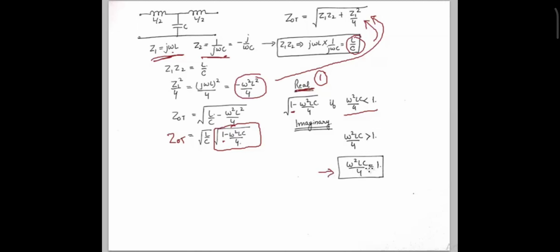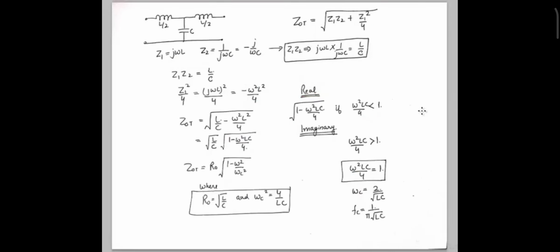The cutoff frequency will be when ZOT becomes exactly equivalent to under root L by C, or this entire thing vanishes, when the dependence on this term goes away, because this is the demarcation point of when the filter will give you a real impedance versus when the filter will give you an imaginary impedance. So from here, omega square LC upon 4 is equal to 1 is a condition of the cutoff frequency.